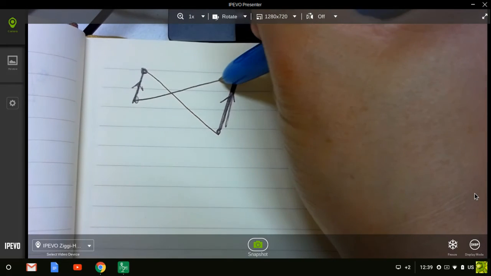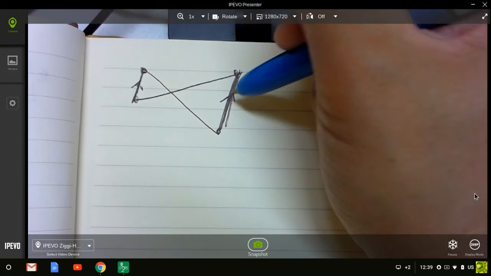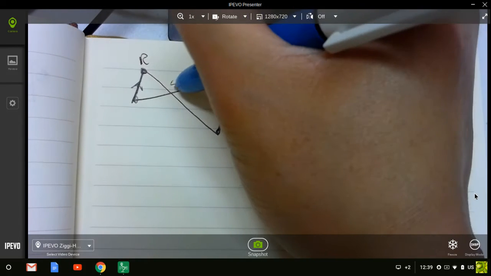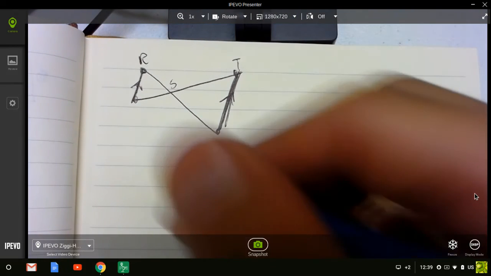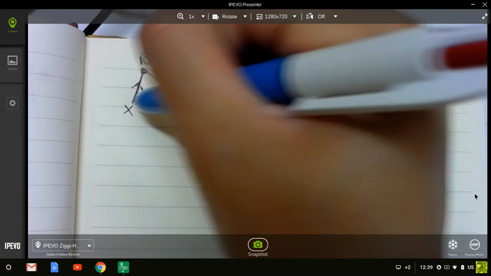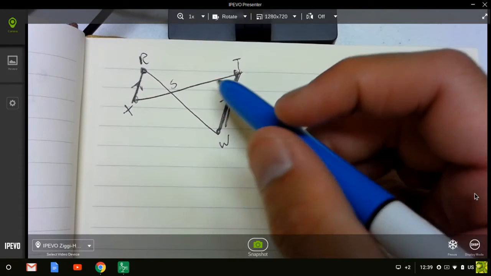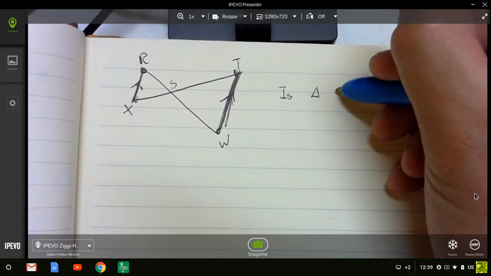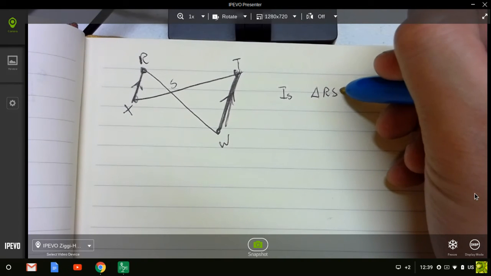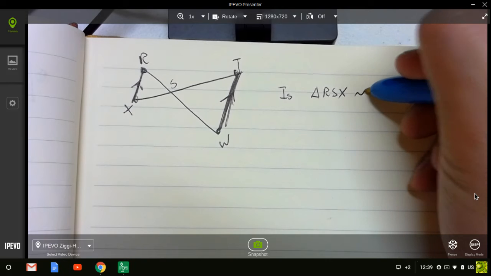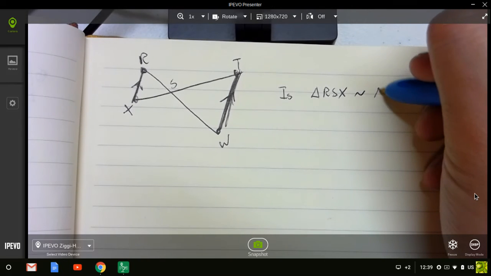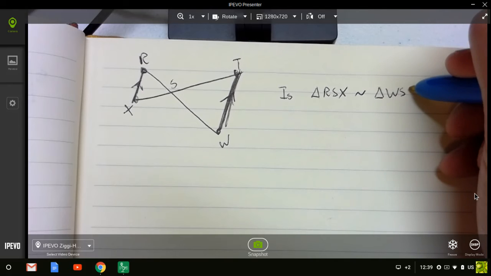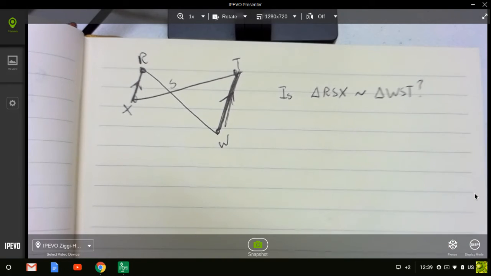You're going to make essentially two sets of triangles with parallel lines, and then I'm going to call this RST, X and W. And I want you to determine if triangle RSX is similar to triangle WST. So that'll be your task the next few minutes.